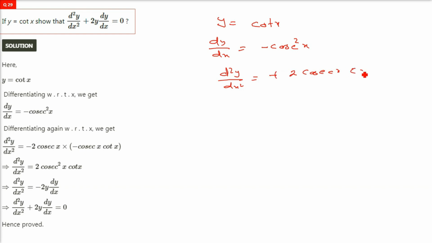So minus will become plus. You have cosec x cot x here, so 2 cosec x cot x. So it will be 2 cosec square x. Then we have a cot x here.